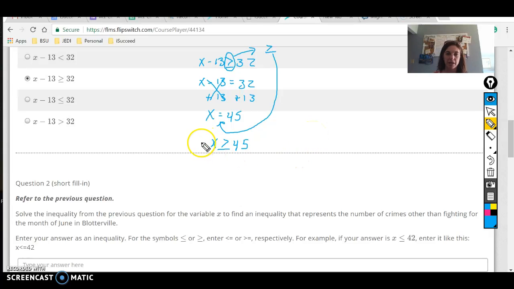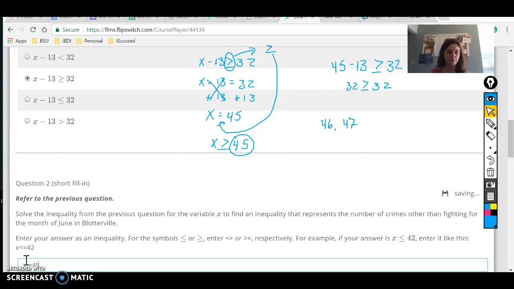I can plug that back into my original inequality. 45 minus 13 is greater than or equal to 32. And 45 minus 13 is 32, which is greater than or equal to 32. So 45 is the smallest number that X can be. X could be 46, 47, X could be 112. As long as it's bigger than 45, that is an accurate statement. So if I type this in here, it'll look like this. X is greater than or equal to 45.